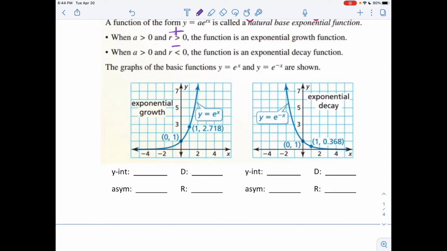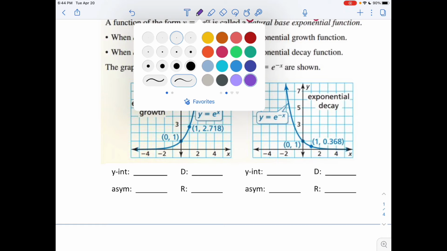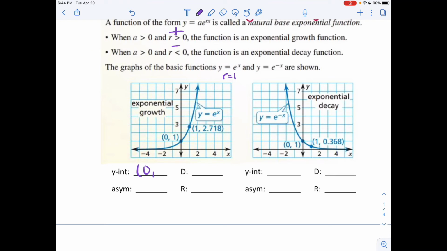So let's go ahead and look at this. For our growth function, remember that our r value is basically a 1 because there isn't a separate number here. We're going to see that we get a y-intercept of (0, 1). And just like we learned last time, this is based on our a value.